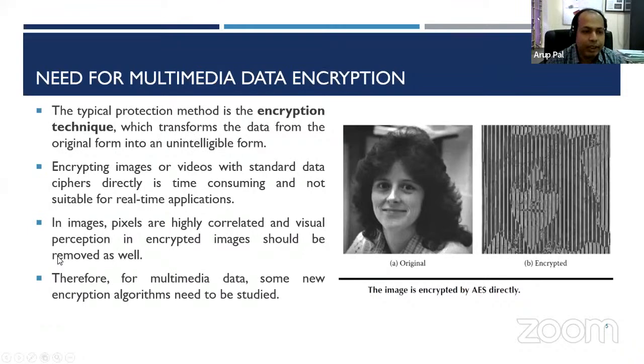So you can say that encryption of images and video directly with a standard data cipher is time consuming and not suitable for real-time applications. In images, pixels are highly correlated, and the visual parts of the encrypted image should be removed as well. That is not possible in this aspect. Therefore, we need a suitable image cryptosystem.